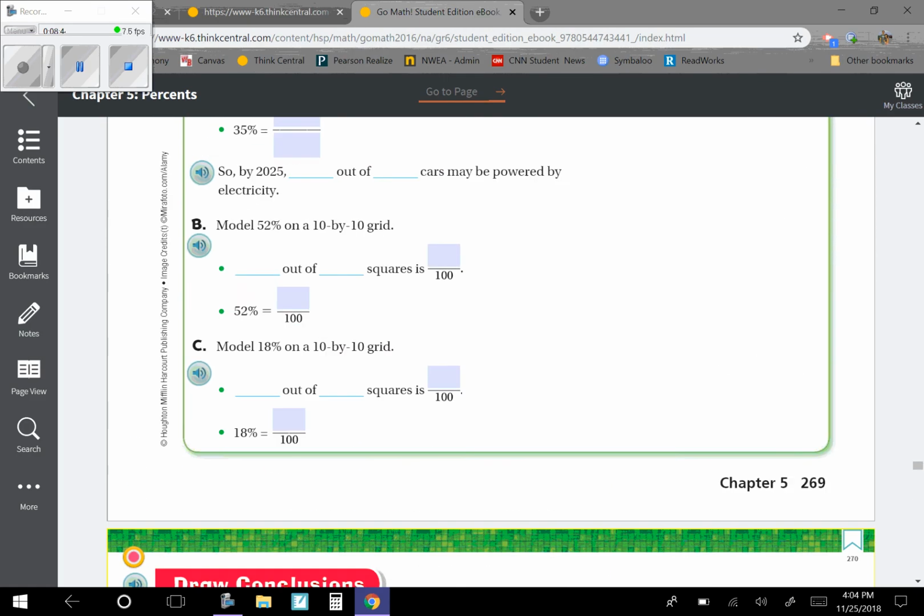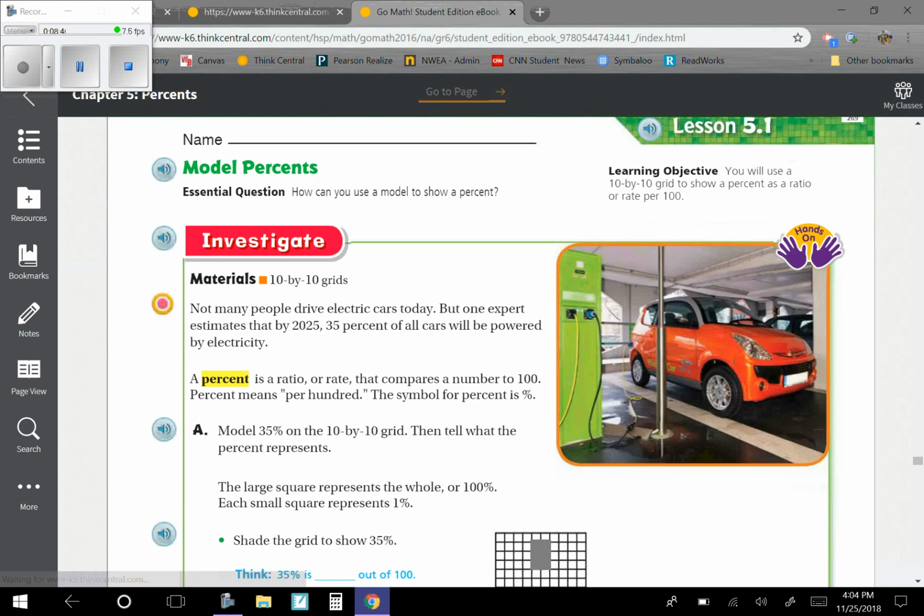Again, our objective for today was that you will use a 10 by 10 grid to show a percent as a ratio or rate per 100. If you have any questions, please be sure to ask your teacher.